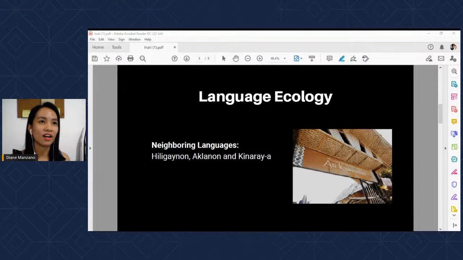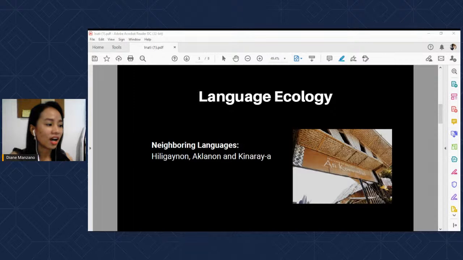for their vacation. Now, again, as I have said earlier, Hiligaynon is the lingua franca of Panay, since Iloilo is the center of trade and commerce of the island. It is also the de facto language of educational and government institutions, media, and the church. So Inate speakers have to learn English, Filipino, and Hiligaynon for their everyday transactions.